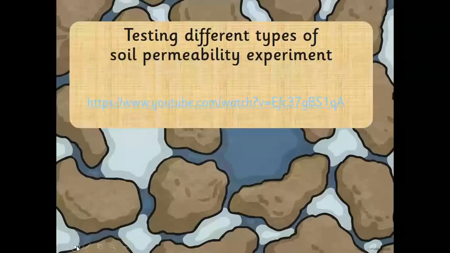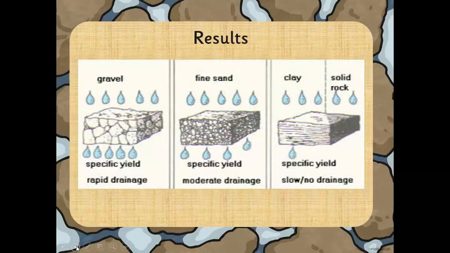Okay, let's have a look at the results of that experiment. So with the gravel, there was what we call rapid drainage. The water came through quite quickly and a lot. With the fine sand, there was some drainage, meaning the water came through, but not as quickly as the gravel and not as much. With the clay, there wasn't that much, and it took a long time for even a little bit of water to come through. If you were doing it with solid rock like a brick or granite, you would actually have no drainage or no water coming through whatsoever.